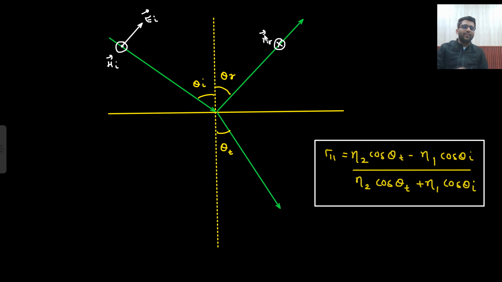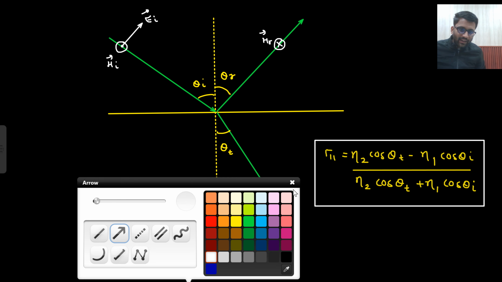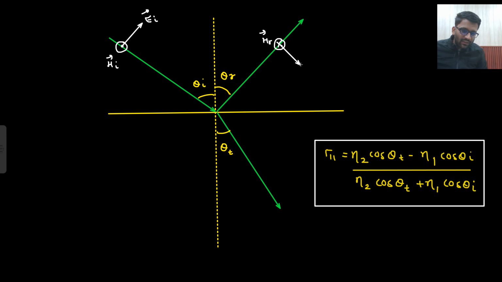So what will be the direction of ER? E cross H should be P. So the direction of ER should be this. This should be the direction of ER. Then only this formula will stand correct.